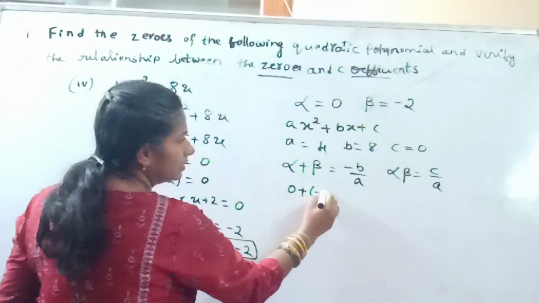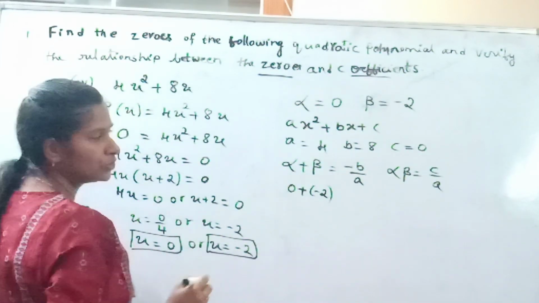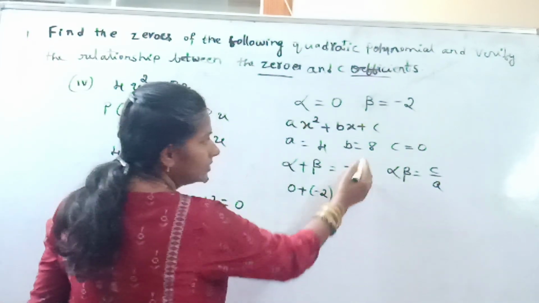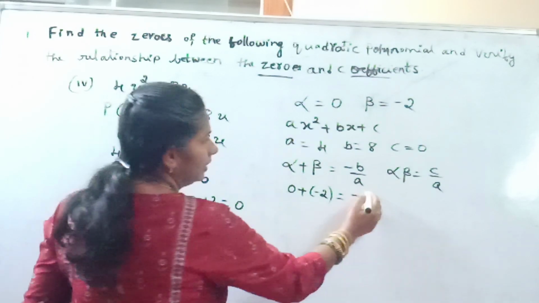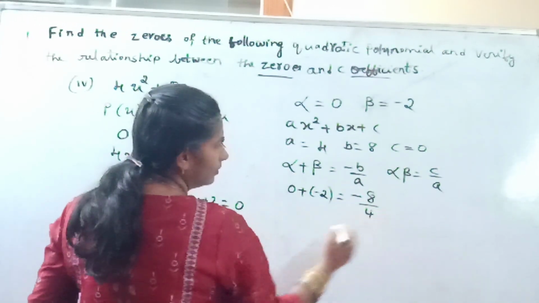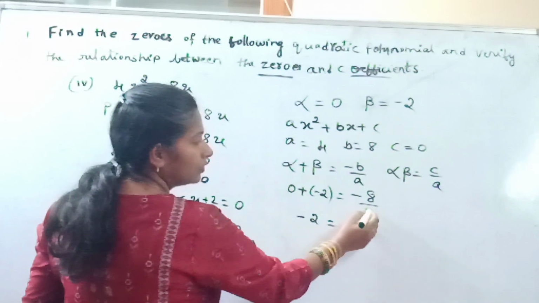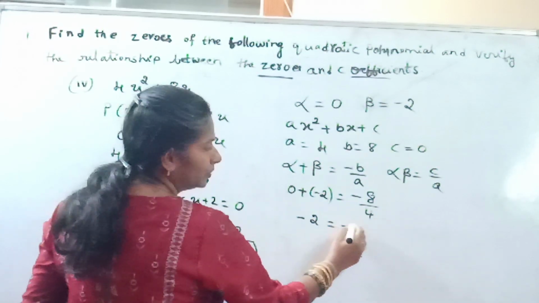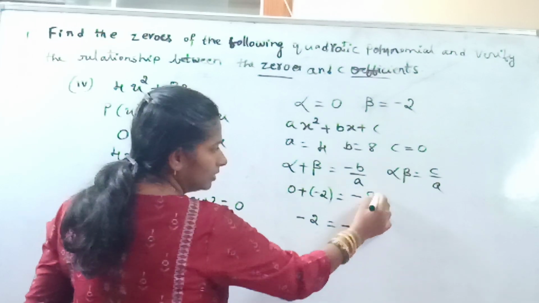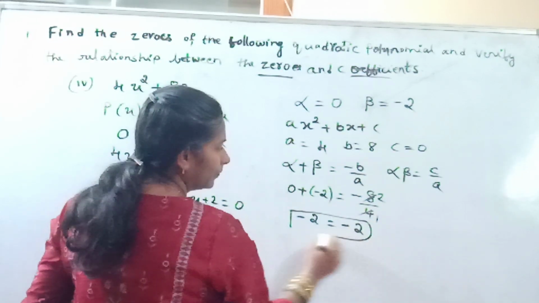0 plus beta value as minus 2 is equal to minus the coefficient b, which is 8, divided by 4. 0 plus minus 2 is equal to minus 8 divided by 4. So the value is 4 ones are 4, 4 twos are 8, so minus 2.